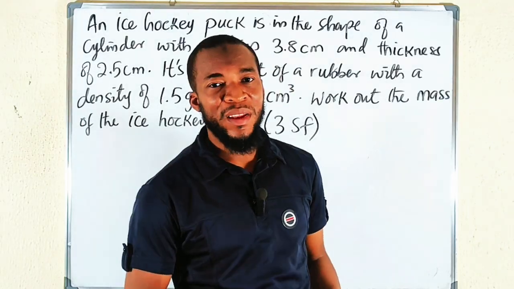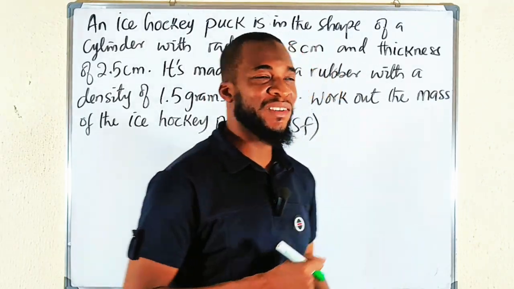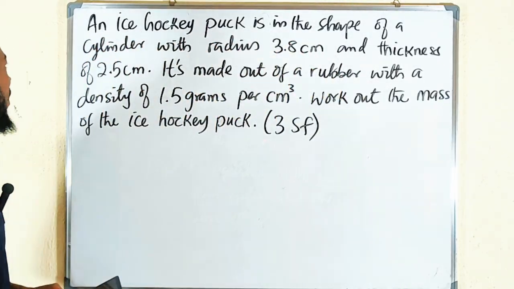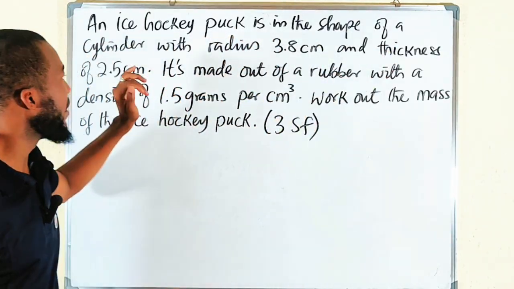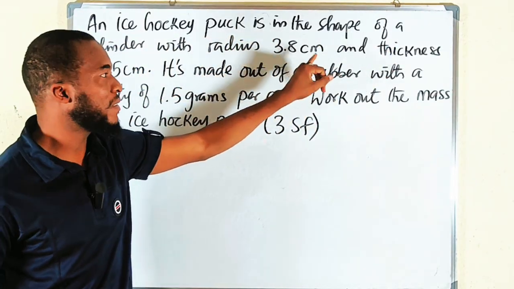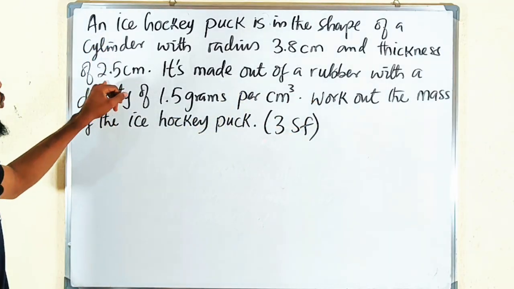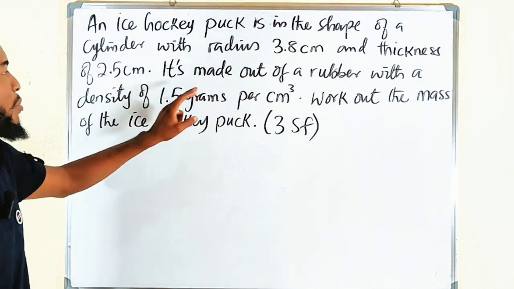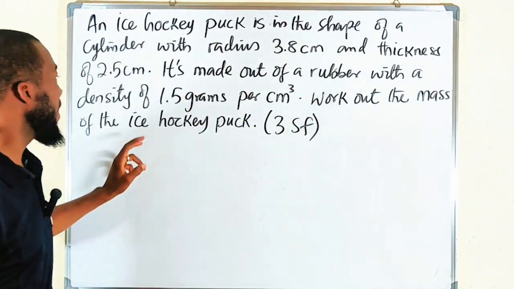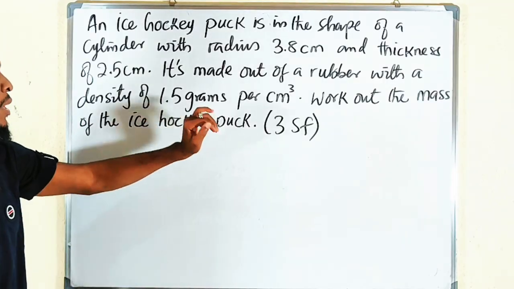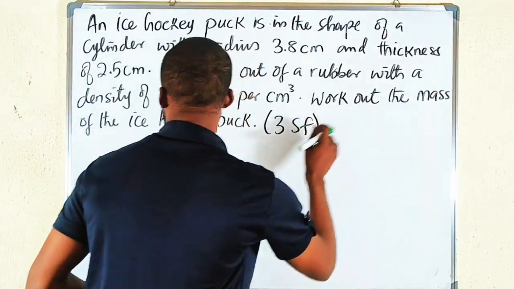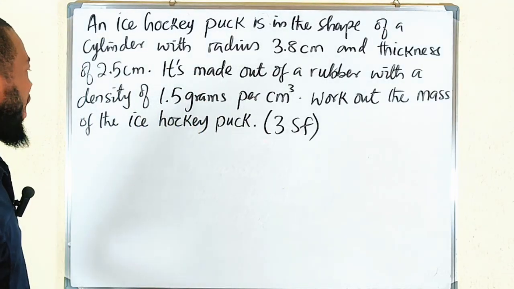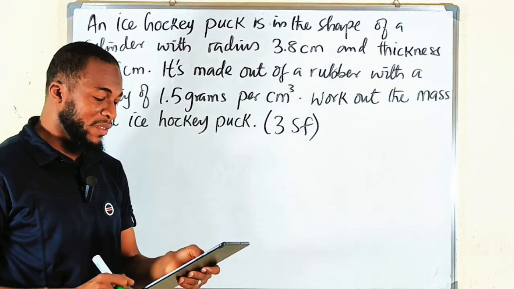Hello everyone, let us provide a solution to this interesting question here. The question reads, an ice hockey puck is in the shape of a cylinder with radius 3.8 centimeters and thickness of 2.5 centimeters. It is made out of a rubber with a density of 1.5 gram per cubic centimeter. Now we are asked to work out the mass of the ice hockey puck in three significant figures.